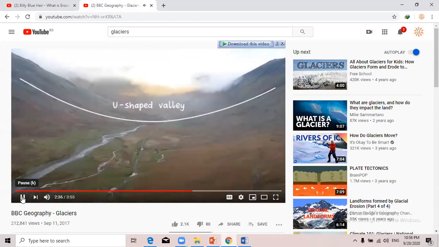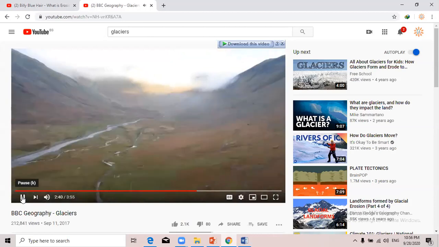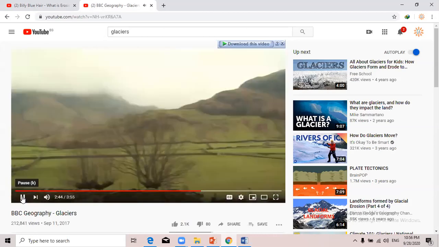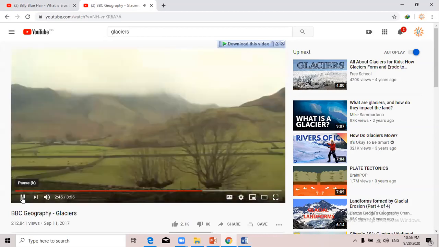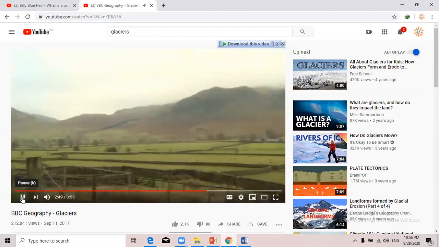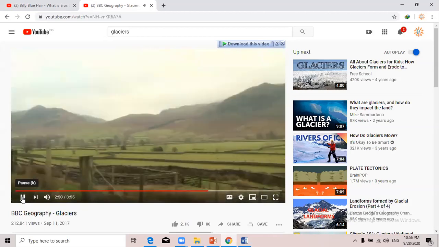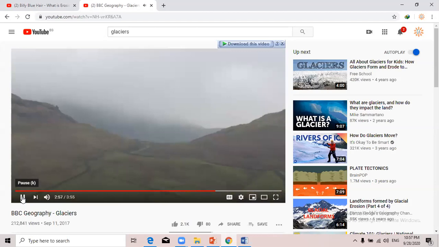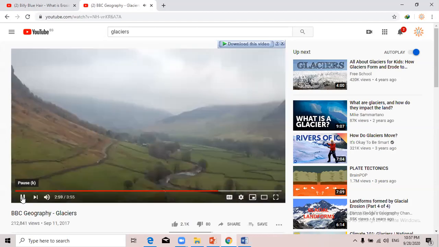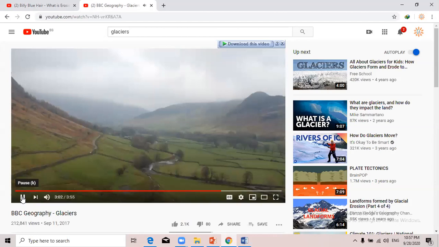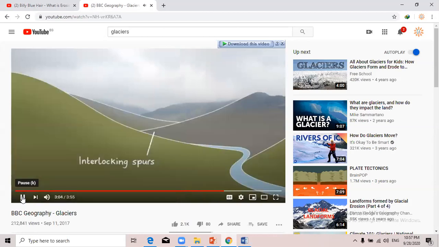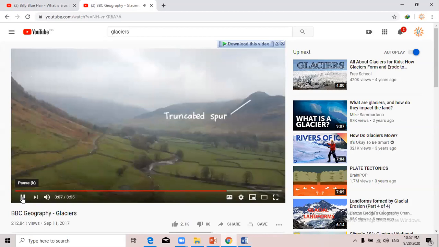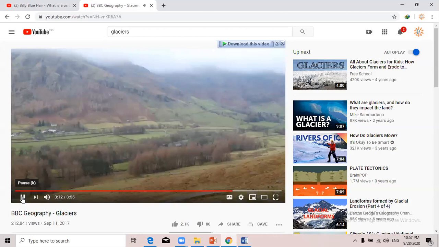Look at the V-shaped valley. It's shaped like that because of the water or because of the movement of the ice. Look at the valleys. These are hanging valleys. They take that shape because of the glaciers or the movement of the ice. When it moves, it cuts the rocks into pieces and then pushes them together until it shapes these valleys.